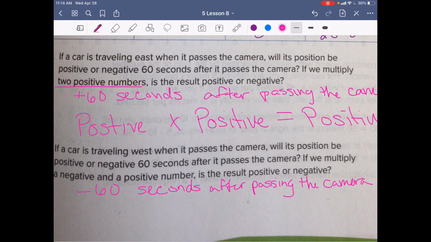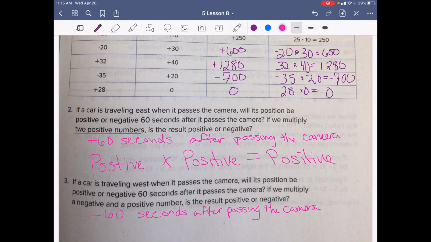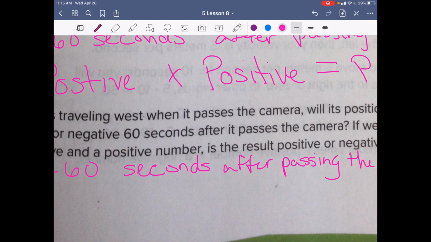All right, and if we multiply a negative and a positive number, is the result positive or negative? Well, let's look at our table. When we multiplied a negative and a positive number, what did we get? A negative number. So a positive times a negative will be negative.